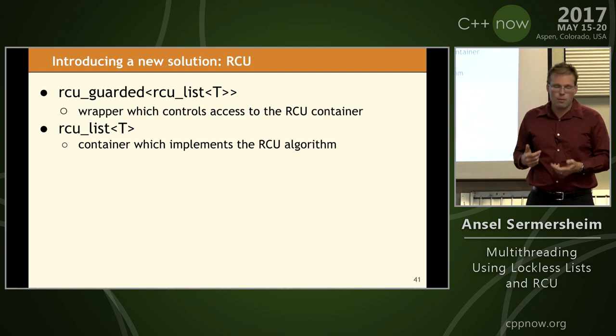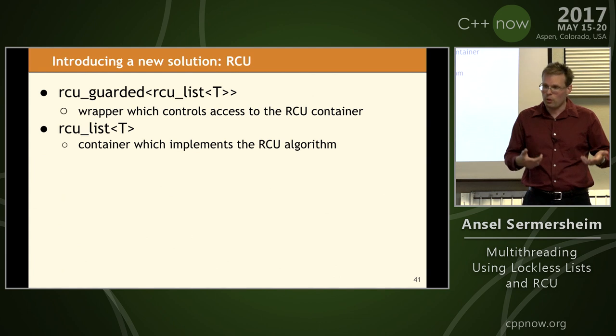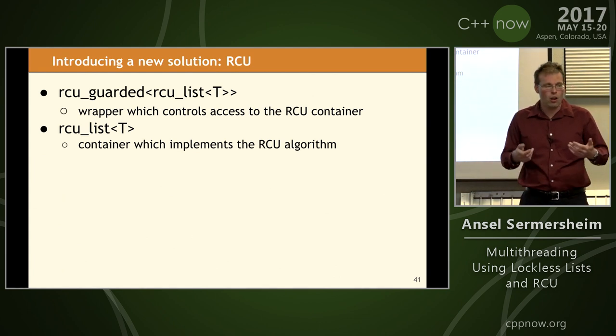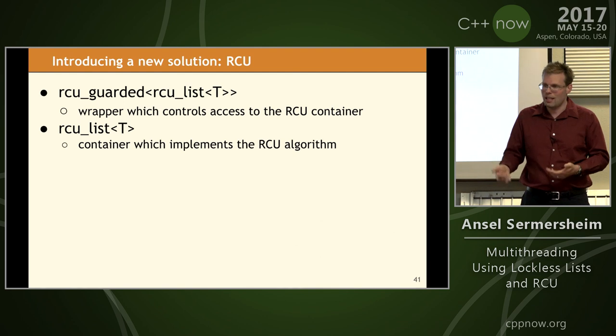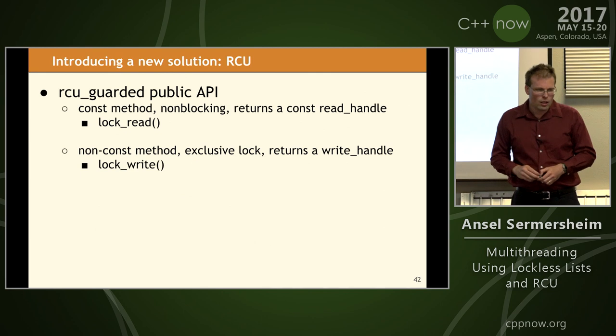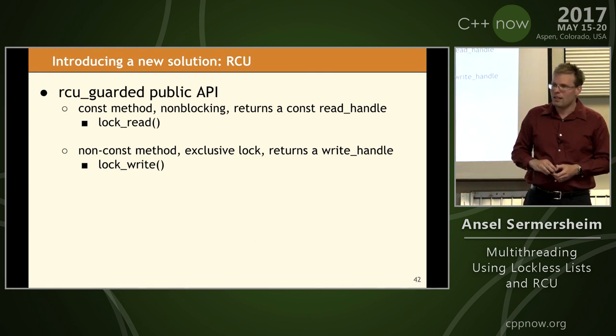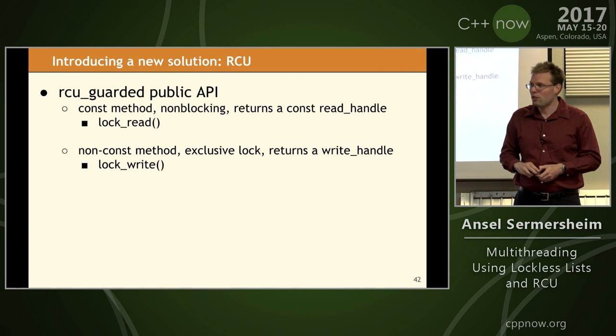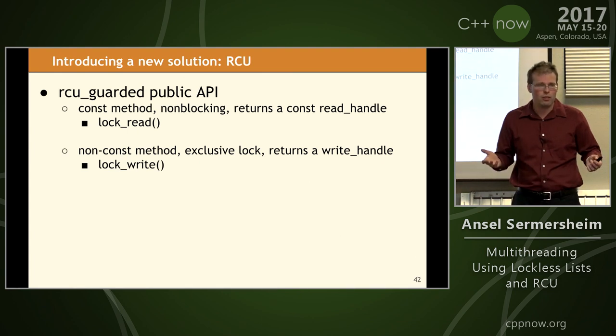So these are the two classes that we're going to implement. The RCU guarded is the wrapper which controls access to the RCU container, and then the RCU list is one particular type of container that supports the RCU operations. So what does RCU guarded look like as a user? Well, it's pretty simple. It actually looks a whole lot like the earlier guarded classes. There's a method called lockRead that gives you a const handle. There's a method called lockWrite that gives you a non-const handle. You know how to work with this. They're just smart pointers of some type that give us access to the underlying implementation.